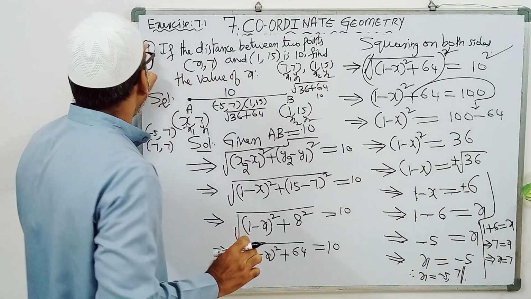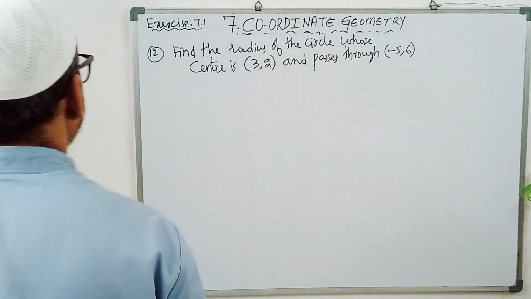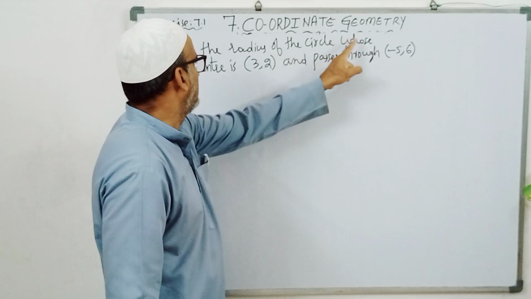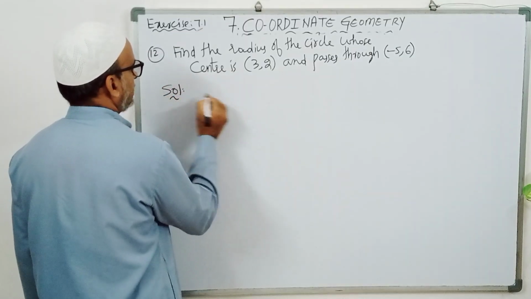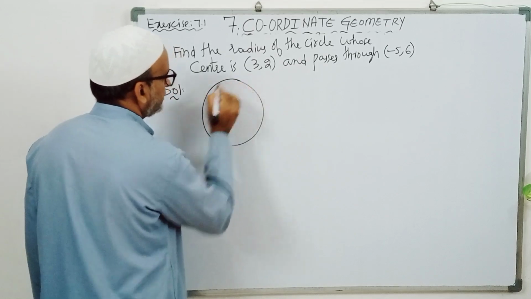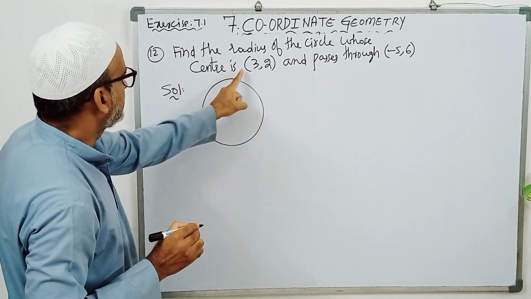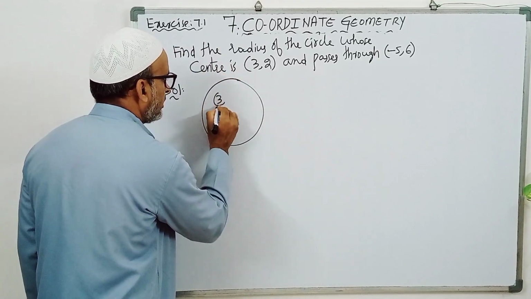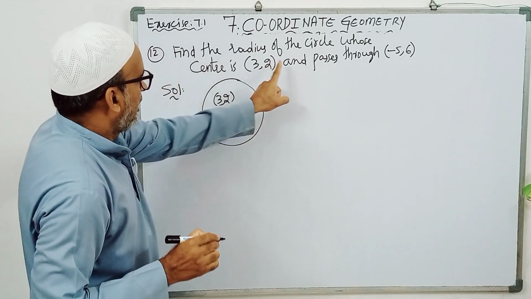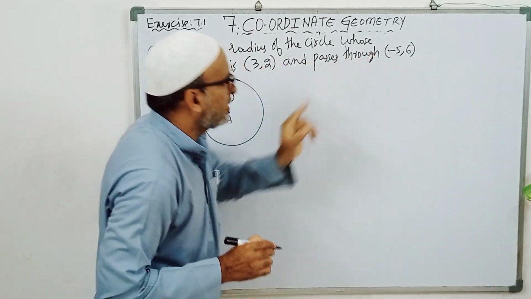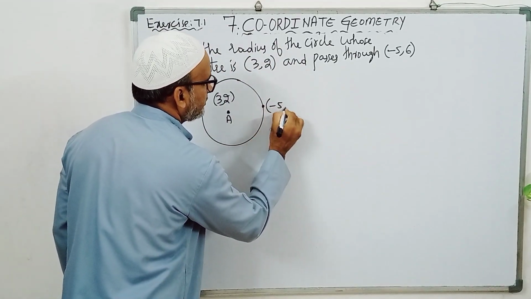Sorry, this is not the 9th question, it is the 10th question now. Question number 15. Okay, question is the 12th question. Find the radius of the circle whose center is... Solution, you see carefully. Circle means I am drawing the circle here. This is the circle. Suppose this is the center. The center is given to you as 3, 2. I am taking the center name as A. And the circle is passing through one point here. This is the point minus 5, 6.